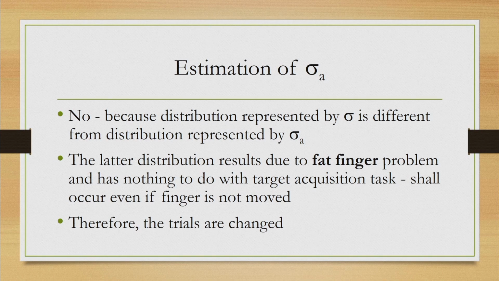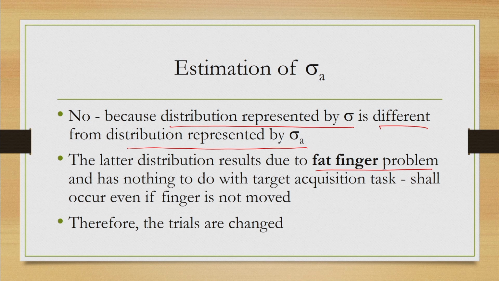We cannot simply use the similar setting which we have used to estimate sigma, because the distribution represented by sigma is different from the distribution represented by sigma a. Now, sigma a distribution occurs due to the fat finger problem, and it will occur irrespective of whether we are balancing the speed accuracy trade off or not. So, in other words, the distribution occurs not because of the finger movement.